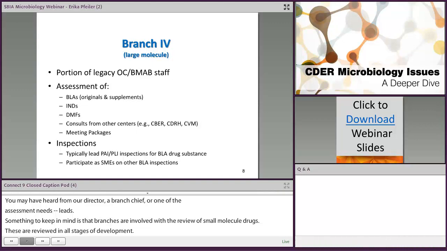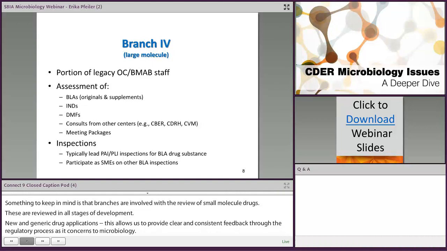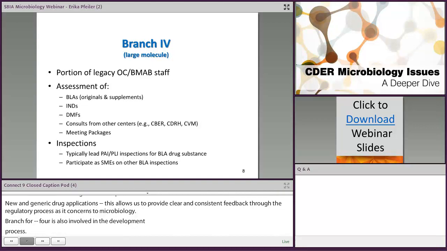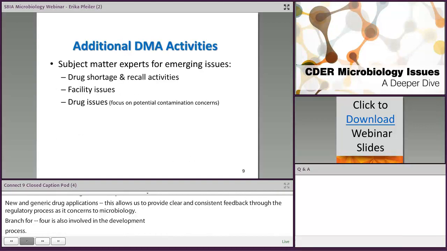Branch 4, which is involved in the review of biotech-derived large molecule products, is also involved in all phases of the development process. In addition to these review activities, Branch 4 members play a large role in the inspection of facilities involved in the manufacture of both drug substances and drug products.